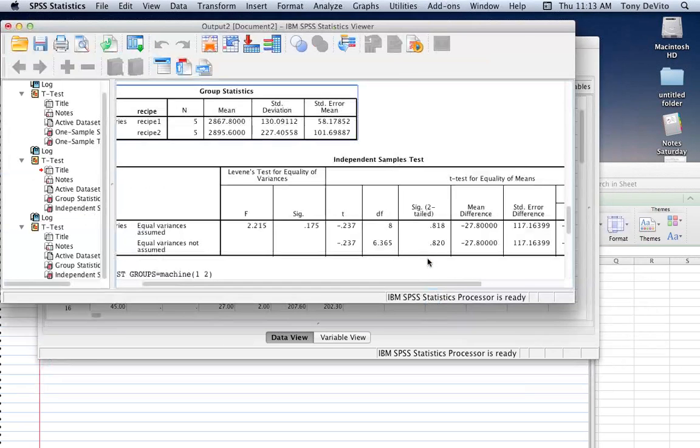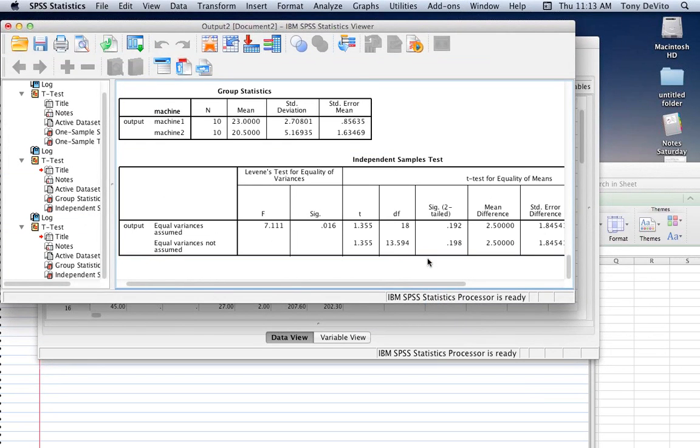Okay, let's see what my output looks like this time. Machine type 1 had an average output of 23. Machine type 2 had an average output of 20.5. Is the difference between the means in those two samples big enough to say that the average for all of machine type 1 is different than the average for all of machine type 2, the population of each type of machine?